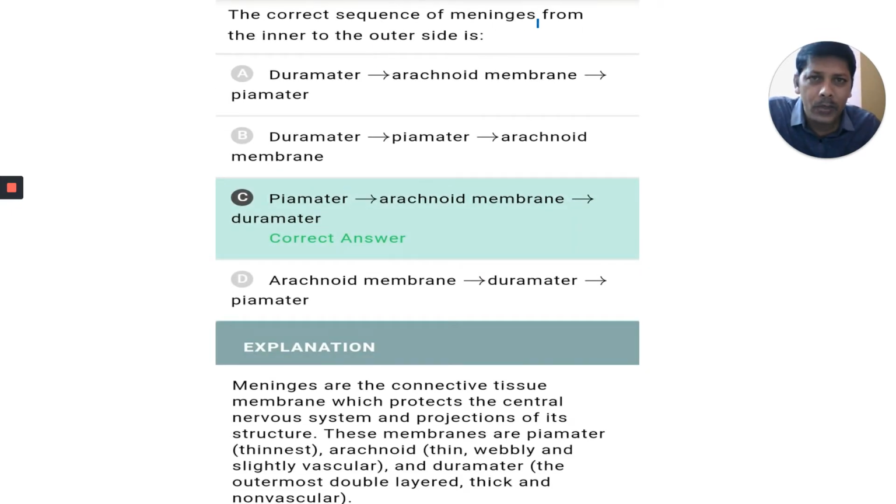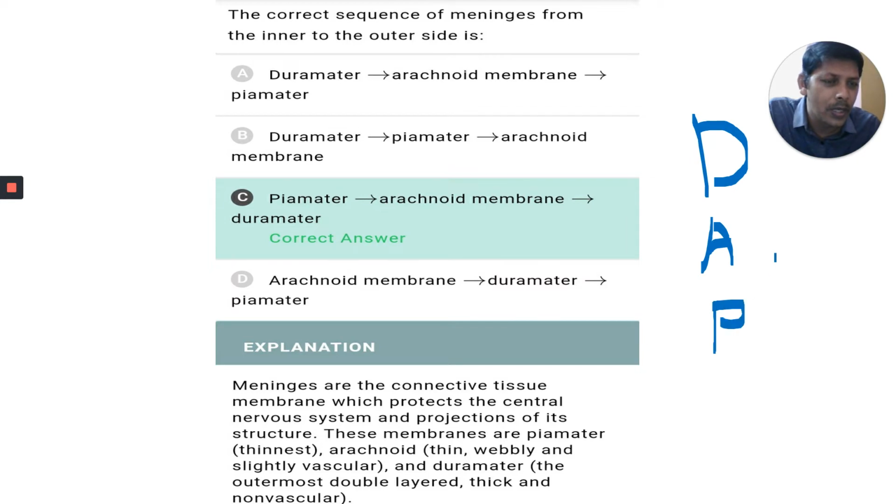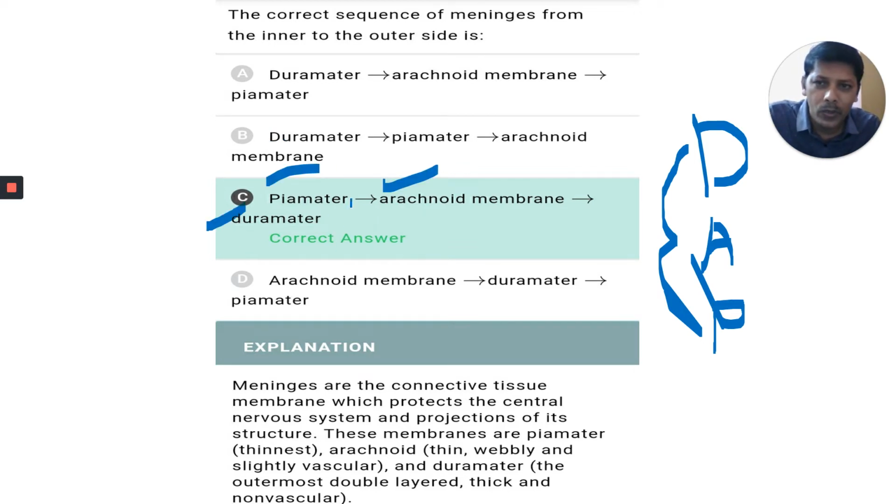The correct sequence of meninges from the inner to outside is very important. You can remember it with a trick called Godavari DAP. Reverse this one: PAD. The correct sequence of meninges from the inner to outer is PAD. P is pia mater, A is arachnoid, D is dura mater.